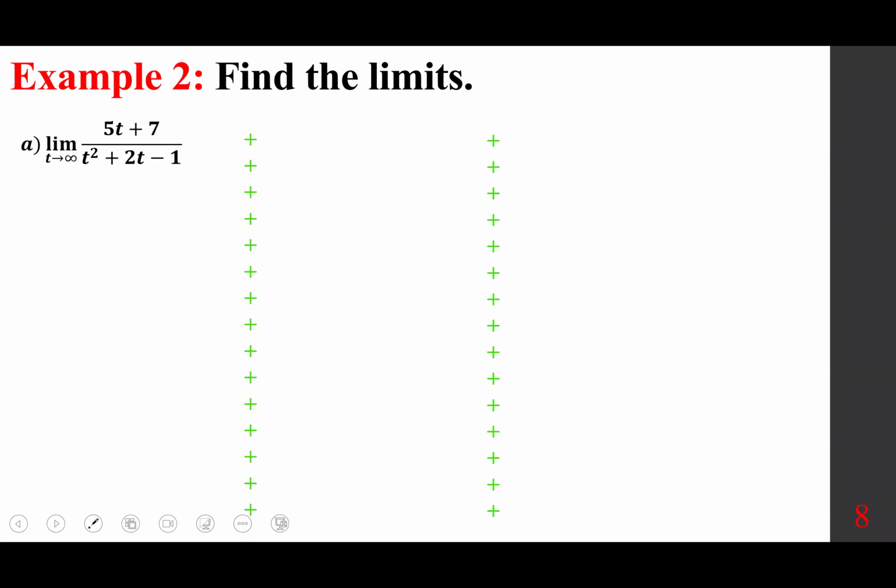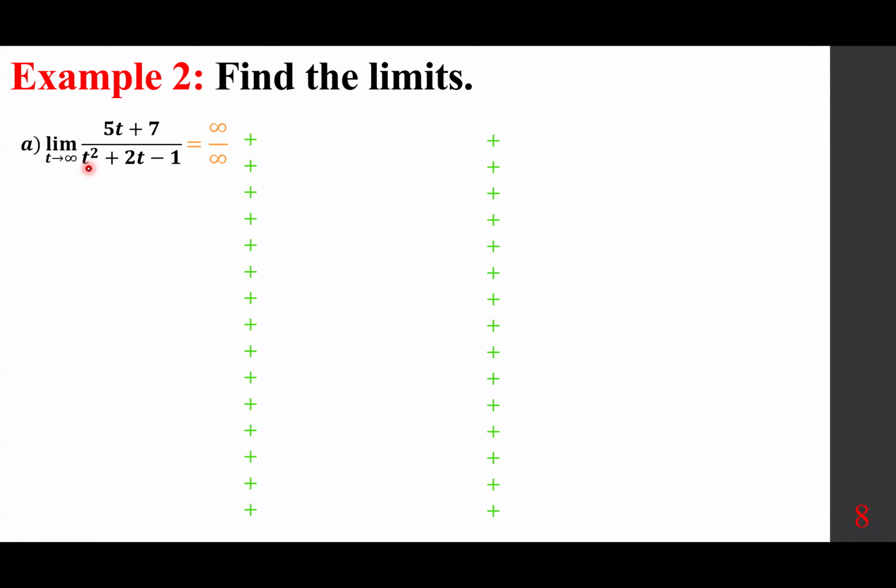The limit of 5t plus 7 over t squared plus 2t minus 1 as t approaches infinity. I hope you realize if you plug in infinity, the top becomes infinity, the bottom becomes infinity. So you get infinity over infinity, and it's indeterminate. What does indeterminate mean? As far as I'm concerned, it means more work. It means use your algebraic technique to find the answer.